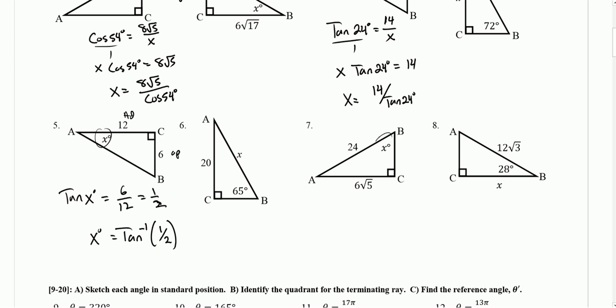Number 7, x is our reference angle, 6 root 5 is the opposite, 24 is the hypotenuse. So the sine of angle x is 6 root 5 over 24. Can reduce that a little bit, divide top and bottom by 6, so you get root 5 over 4. And then take the inverse of sine, you get x is the inverse sine of root 5 over 4.